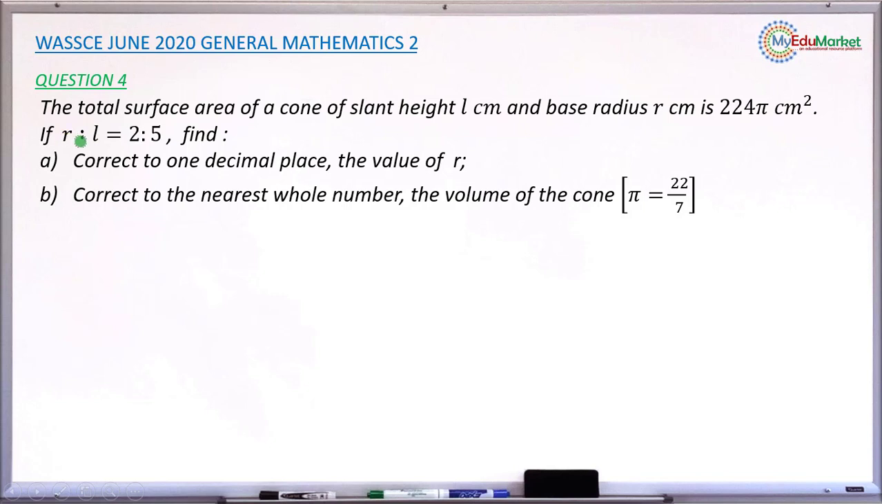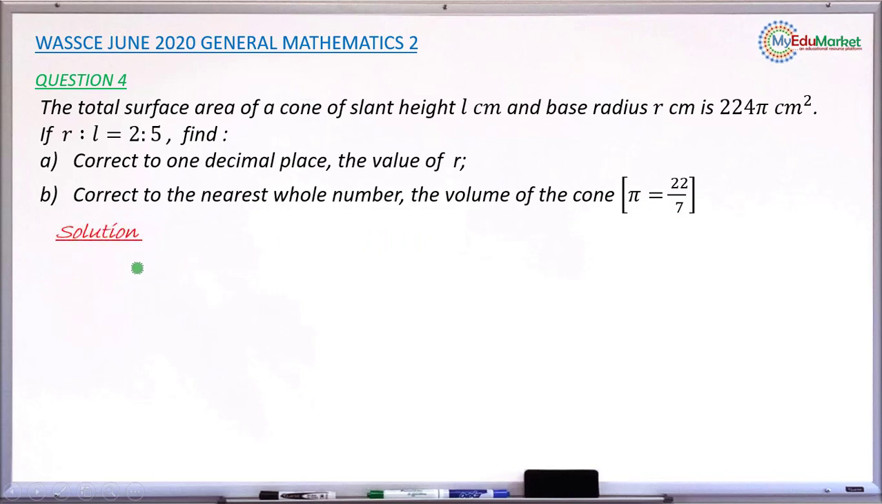And the ratio of the base radius to the slant height L is 2:5. Question A asks you to find, correct to one decimal place, the value of R, that is the base radius of the cone. Question B asks you to find, correct to the nearest whole number, the volume of that cone, taking pi as 22/7. So let's attempt to answer this question together.